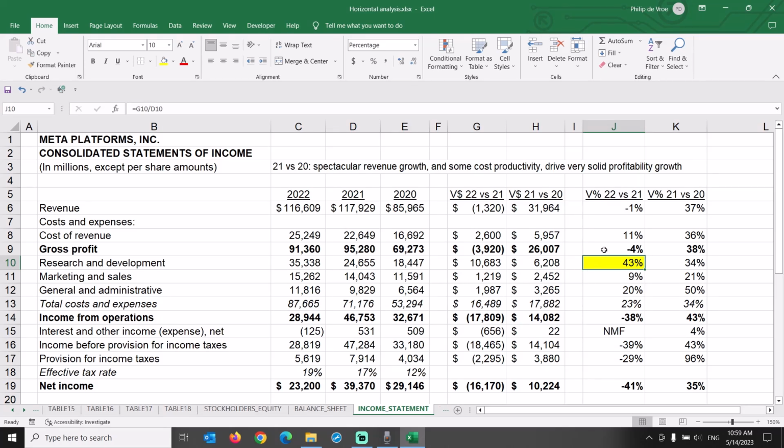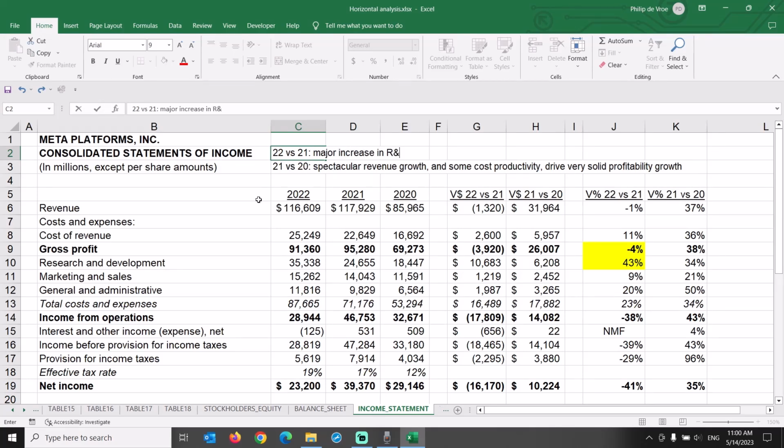A second factor driving the operating income decline is the 4% decrease in gross profit year over year. If revenue went down by 1%, but cost of revenue went up by 11%, then gross margin erosion occurs. Be careful with the color or the positive negative sign here. If R&D expenses go up, then income from operations goes down. If gross profit goes down, then income from operations goes down.